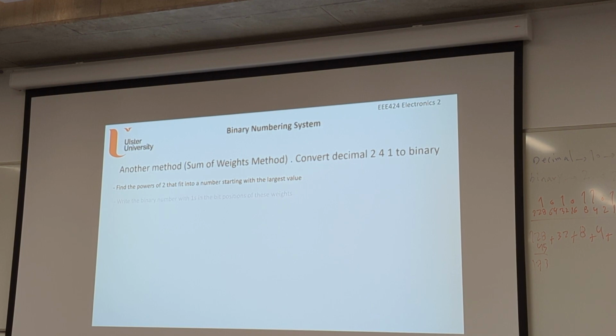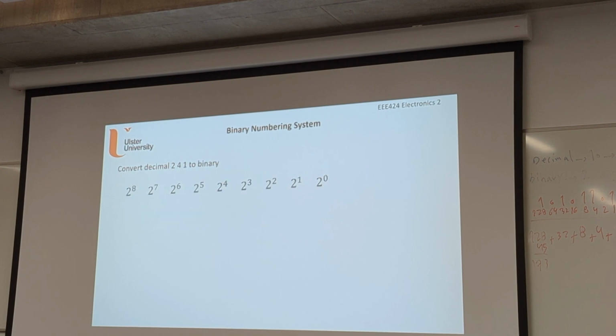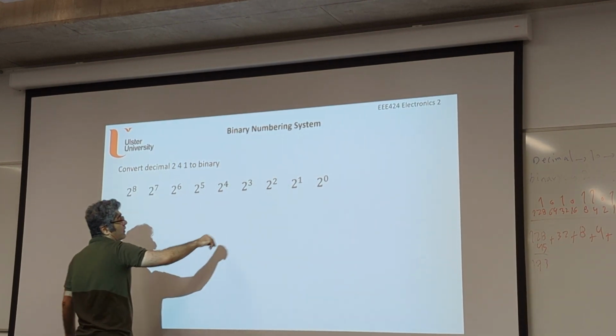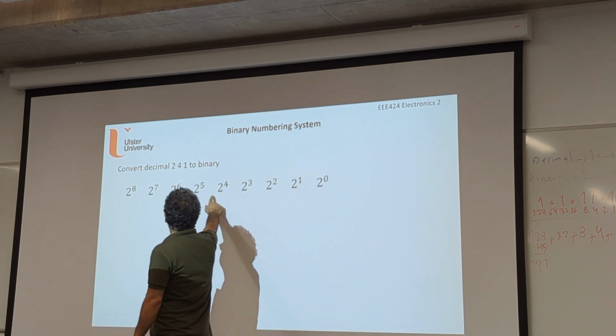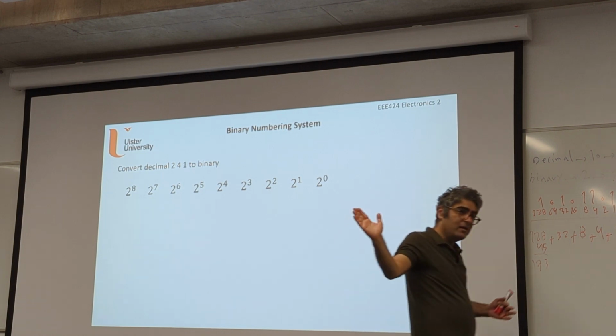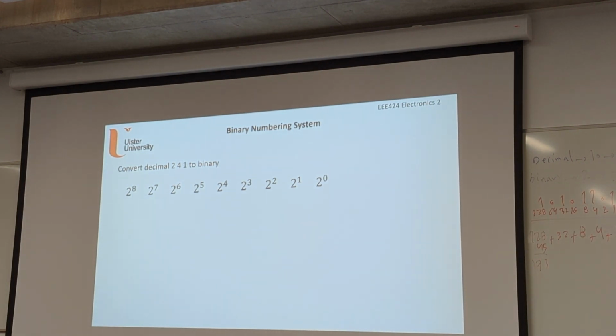value. I will show you. Then write the binary number with 1s in the bit positions of these weights. Then the sum of these weights should be equal to the decimal number. So, how can we do this? Here, we write such as this. 2 power 0, 2 power 1, 2, 3, 4, 5, 6, 7, 8. Or 1, 2, 4, 8, 16, 32, 64, 128, 256. Okay? We write and continue.